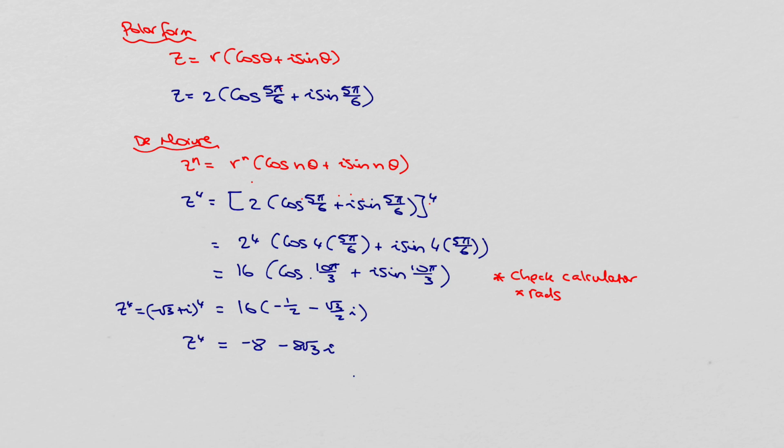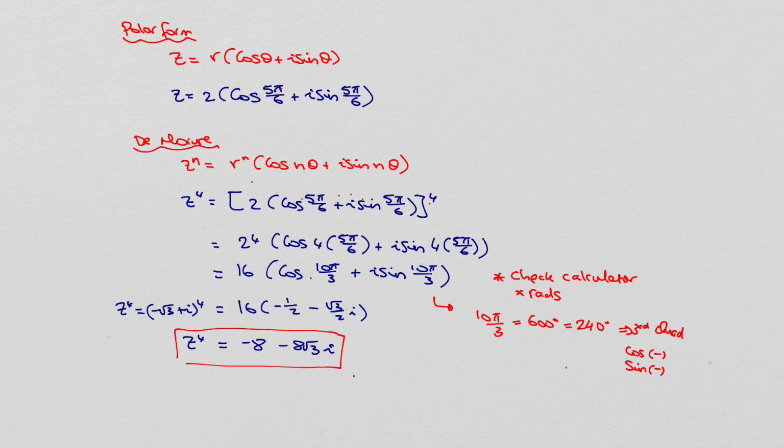So in other words, z to the power of 4 is in the third quadrant. And just to be sure, you can check this angle here. 10 pi over 3 is 10 times 60 degrees, which is 600. If we keep subtracting 360, we end up with 240 degrees, which is of course in the third quadrant. And in the third quadrant, we know that cos is negative and sine is negative. So of course we can see we have minus 8 root 3 i. Okay.